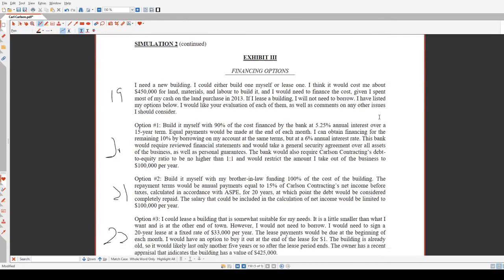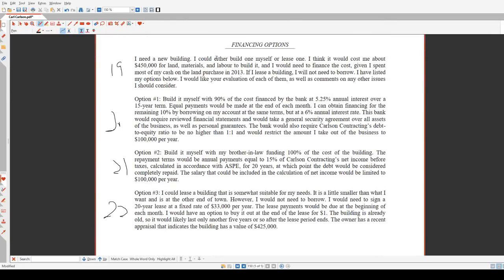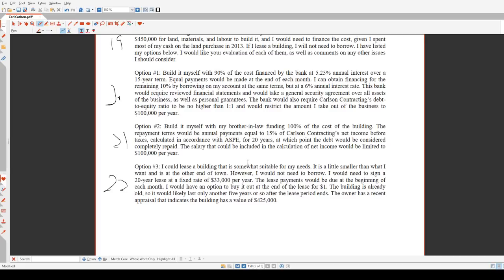And so, okay, here, financing options. I need a new building. I could either build one myself or lease one. I think it would give me about $450K of material and building. I would need to finance the cost, given what I spent on the land. If I lease the building, I will not need to borrow. I have listed my options below. Option 1, build it myself. Option 2, build it myself. Option 3, lease it. So okay, here's the lease issue that we're going to talk about.